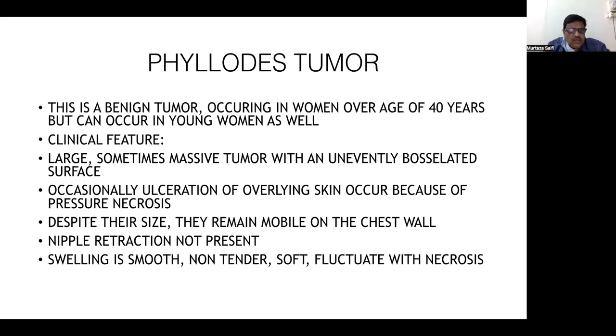Second, we can say the benign tumor is the phyllodes tumor. This is a benign tumor occurring in women around the age of 40 years, but can occur in young women as well. Clinical features: a large, sometimes massive tumor with an eventually bosselated surface. Occasionally, ulceration of the overlying skin occurs because of pressure necrosis. Despite their size, they remain mobile on the chest wall. Nipple retraction is not present. Swelling is smooth, non-tender, soft, fluctuant with necrosis.